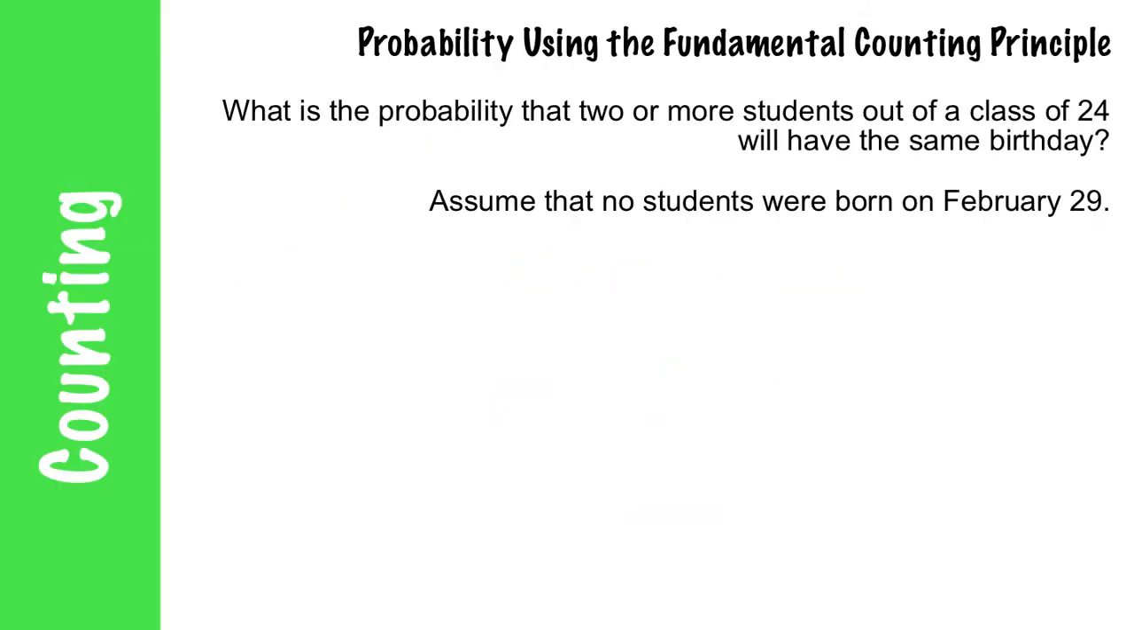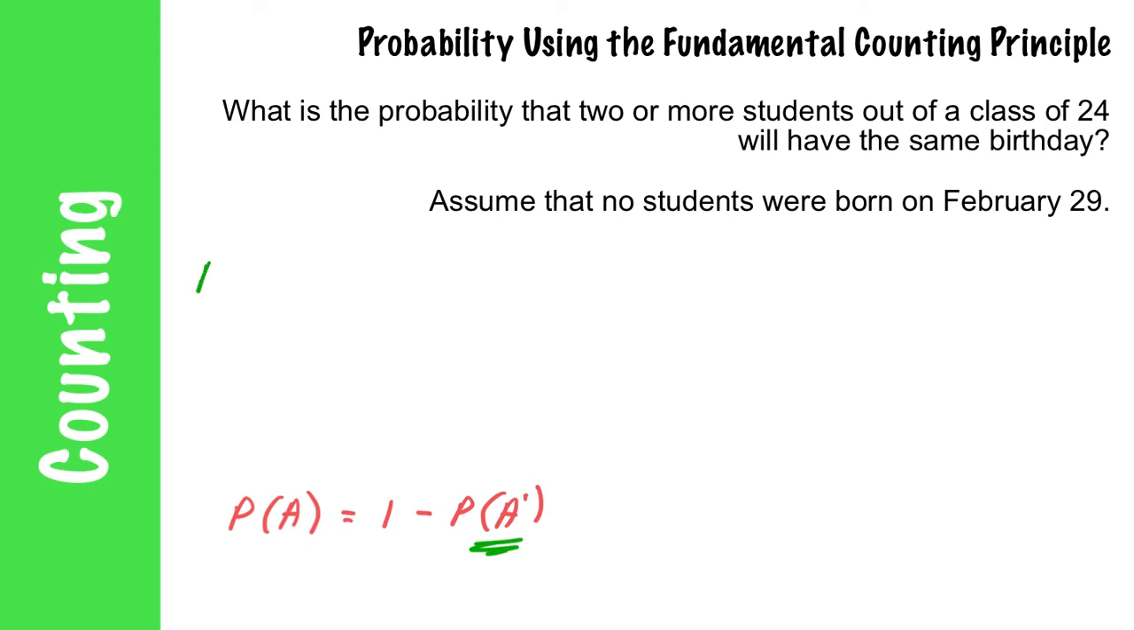Probability using the fundamental counting principle. What is the probability that 2 or more students out of a class of 24 will have the same birthday, assuming that no students were born on February 29th? Well, we have to find the event of no people having the same birthday and then subtract it. So ultimately, the probability that we're looking for equals 1 minus its complement. So we're going to find the complement first.